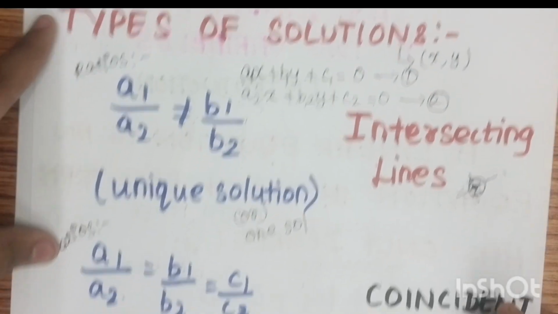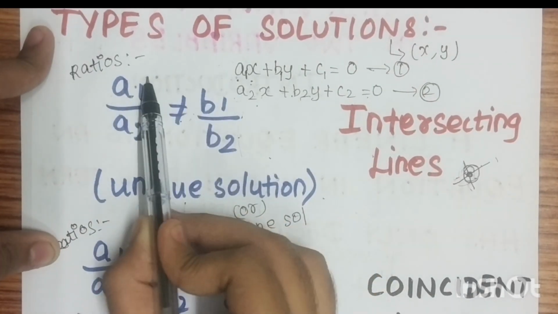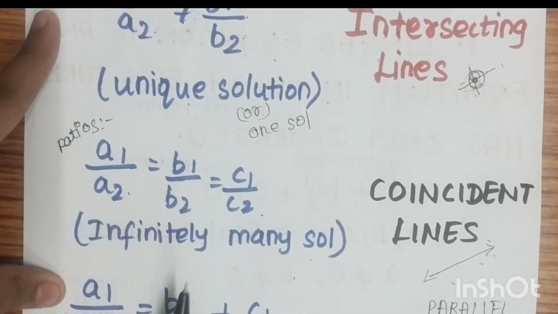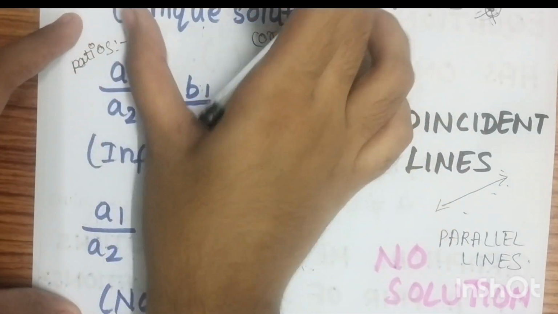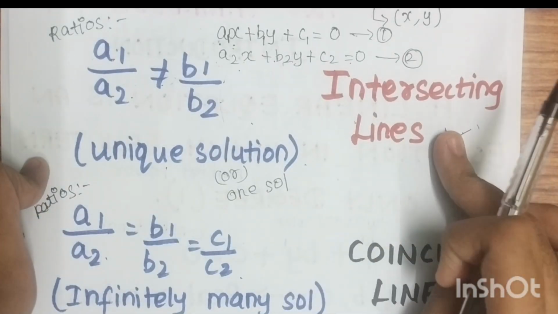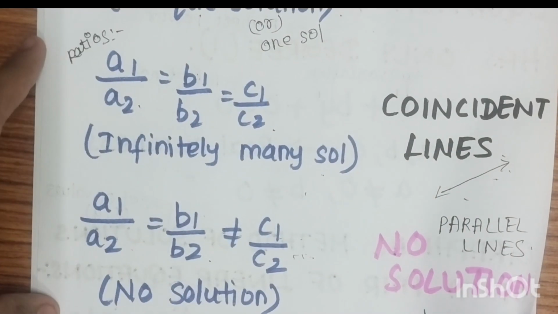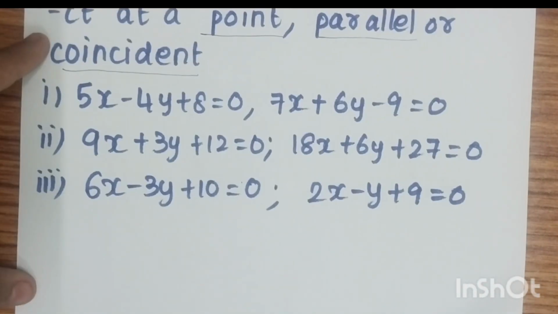In the introduction part of this video itself, we have seen that if the ratio a1 by a2 is not equal, this is an intersecting line. All these ratios only we are going to compare and see now. Just go through this so that it will be easy for this sum. All these ratios decide whether our lines are intersecting, coincide or parallel, which has no solution. Now we will move to our first sum.